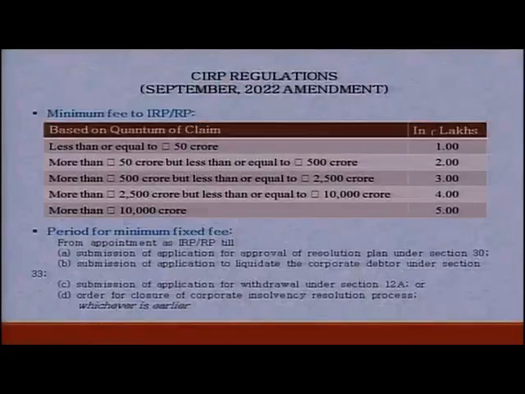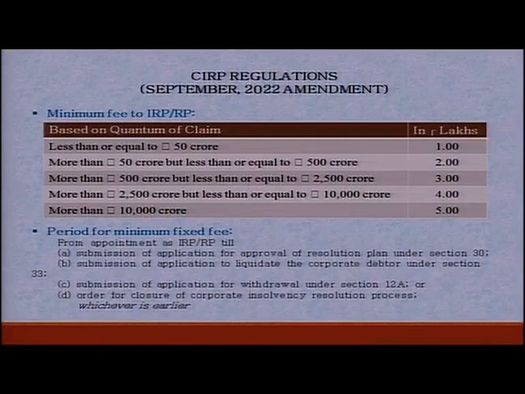Coming to the next slide, here we have made it very attractive for insolvency professionals to act as IRP or RP, because we have set a minimum fee as to how much has to be paid to the IRP or RP. If the claim value is less than or equal to 50 crores, a minimum fee of 1 lakh per month has to be paid. If it is more than 50 crores but less than 500 crores, a minimum fee of 2 lakhs has to be paid. More than 500 crores, but less than or equal to 2,500 crores, 3 lakhs, and so on and so forth, 4 lakhs and 5 lakhs, based on the quantum of claim.